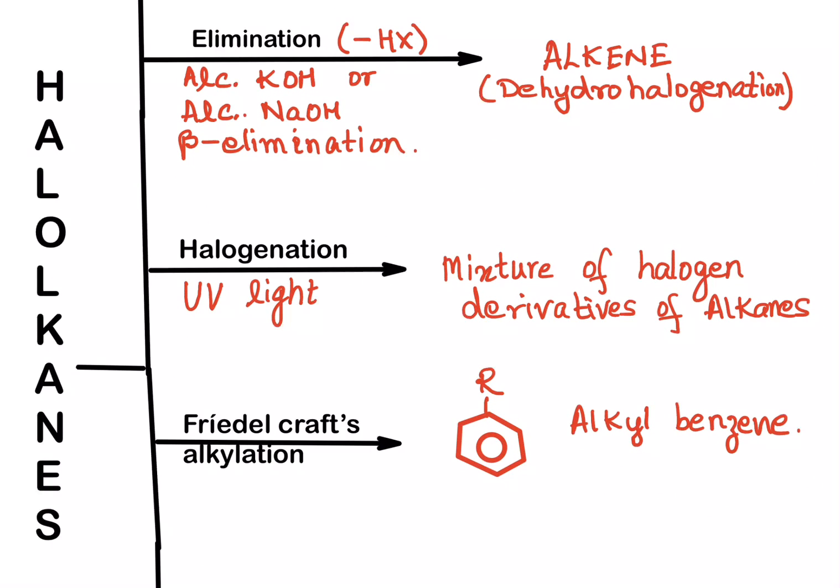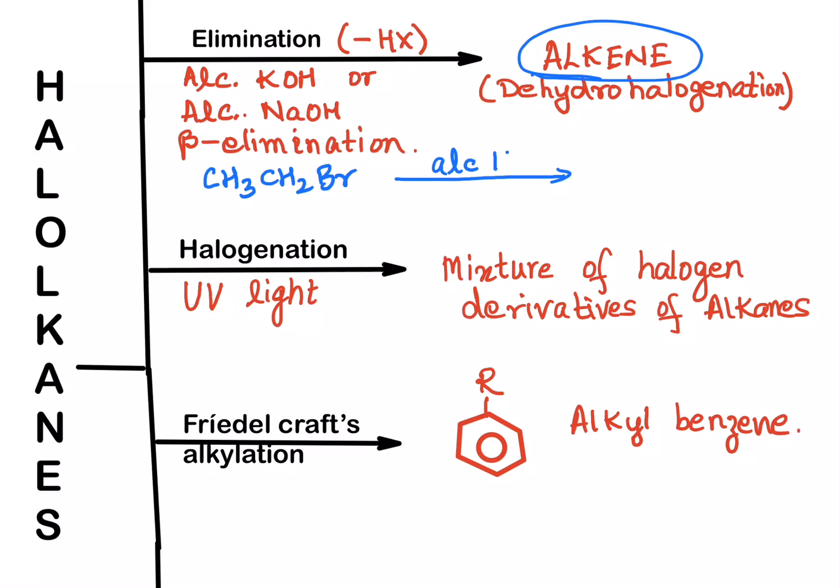So we're going to talk about elimination, halogenation, Friedel-Crafts alkylation. Now if you notice over here, elimination is giving me an alkene. So where do you think we would have done this reaction? Absolutely, we have done it in the preparation of alkenes. So we have, for example, CH3CH2Br in the presence of alcoholic KOH or alcoholic NaOH. It is the elimination reaction which takes place, CH2 double bond CH2 plus HBr.